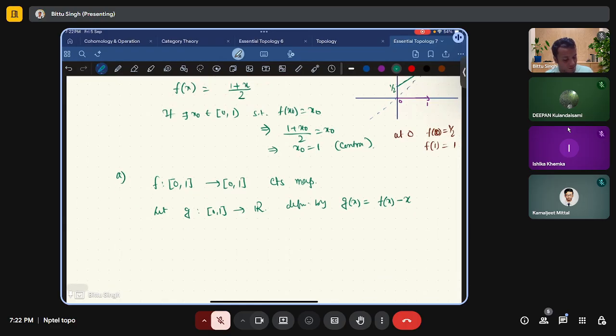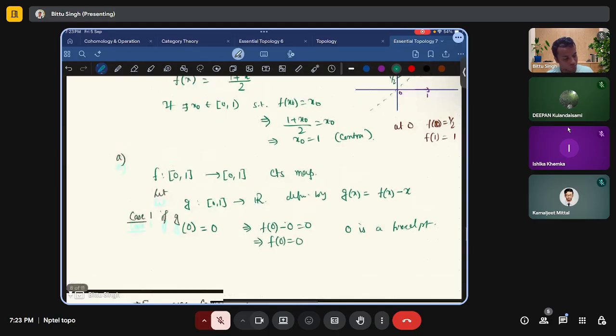So there are several cases, right? It is possible that g(0) equal to 0. If this happens, then 0 is a fixed point, right? So case 1: if g(0) equal to 0, that means f(0) minus 0 equal to 0, f(0) equal to 0. So 0 is a fixed point.